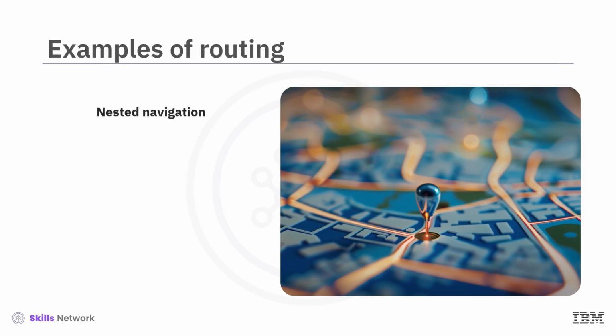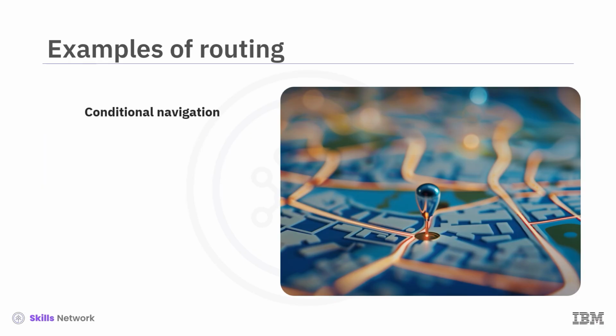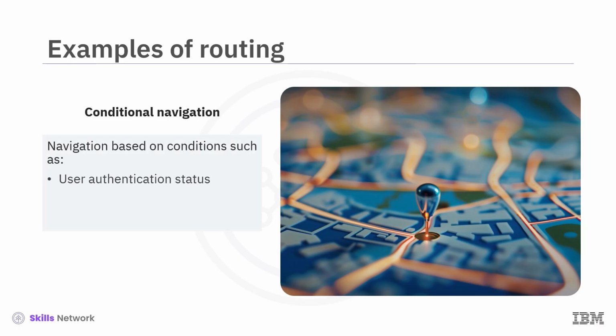Next, you will see how nested navigation facilitates independent navigation for different sections in an app. For example, your app could have separate stacks for tabs like Home, Services, or Profiles. The bottom navigation bar container allows users to navigate to specific tabs without impacting overall navigation. The final example is conditional navigation, which changes routes based on conditions such as user authentication status, app status, or user preferences.